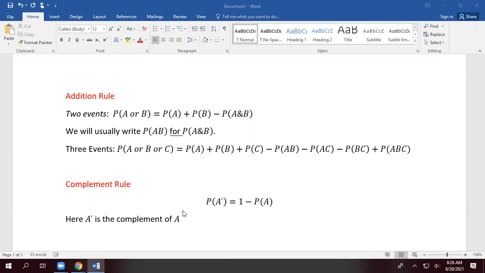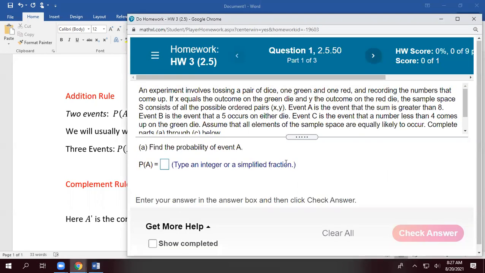And the complement rule says the probability of A complement is equal to 1 minus the probability of A. So now let's look at a few problems here.